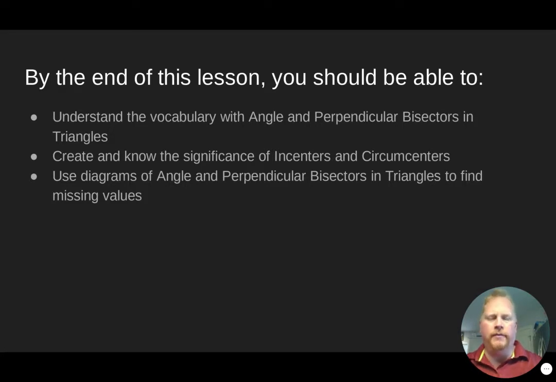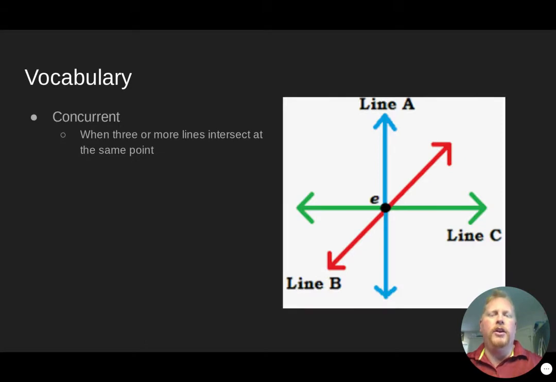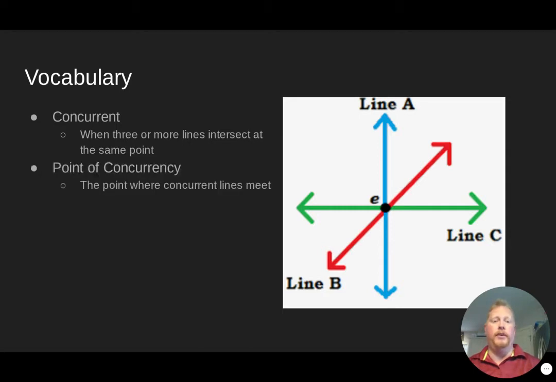So let's hop right into some vocabulary. So first word you need to know is the word concurrent. All that means is that you got three or more lines that all meet at the same point. So we can see here we've got line A, line B, line C. They all meet at one point. So we would say that those three lines are concurrent. Now the point where they meet is called the point of concurrency. So I would say point E is the point of concurrency.